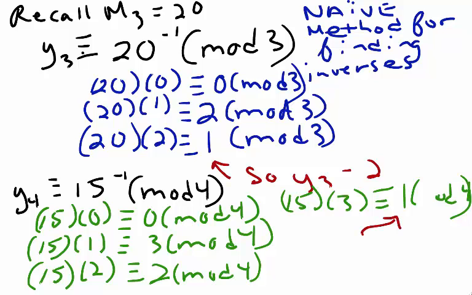And that's what we were looking for, our remainder of 1. Since we have a remainder of 1 when we use the remainder of 3, we find that our modular inverse is 3. In other words, y sub 4 equals 3.